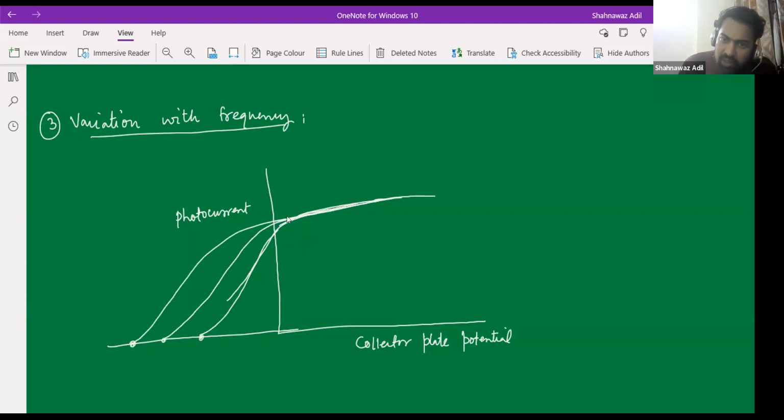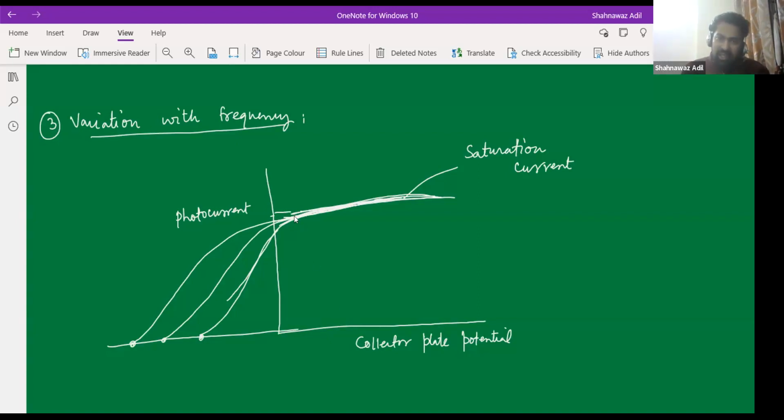So this is the saturation current. And we have already understood, right? This is our saturation current. And we have already understood that this saturation current depends on what? This saturation current depends on intensity, right? It is not dependent upon potential.